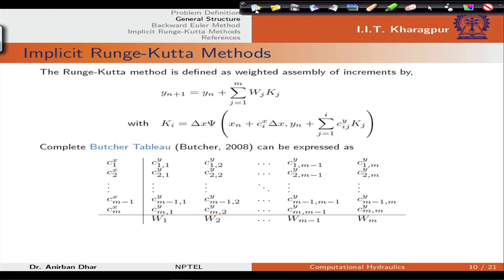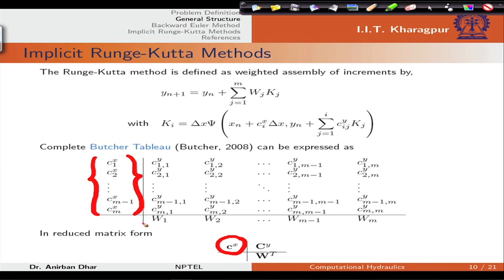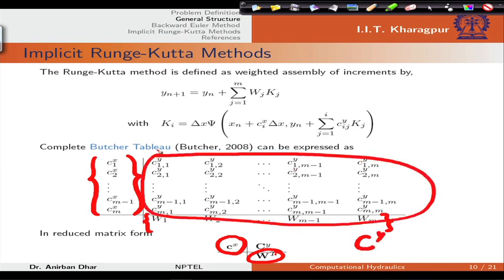Now, if we express it in terms of reduced matrix form, we can write this as a column vector. First one is one column vector, and this is a row vector. So, in general we can express this as a column vector, and we can take this transpose here, and capital Cy, this is the full matrix here. So, this is the general representation using the Butcher tableau.